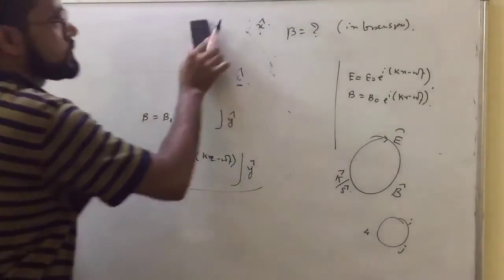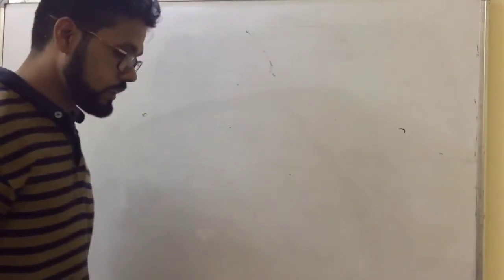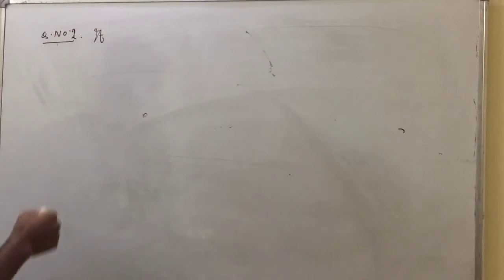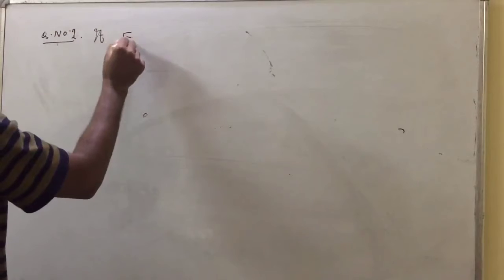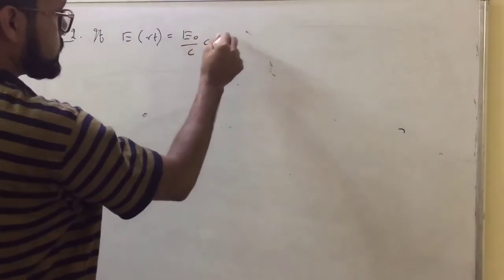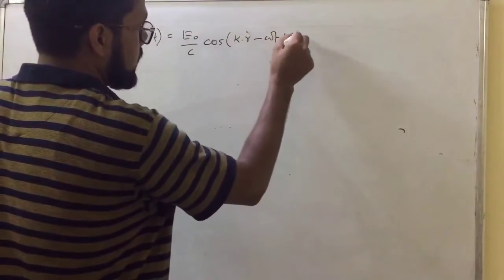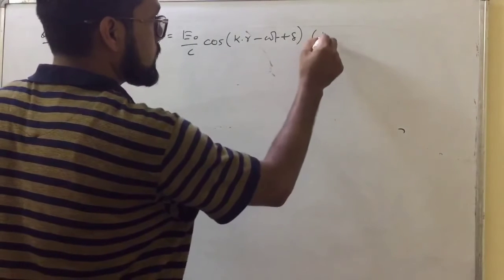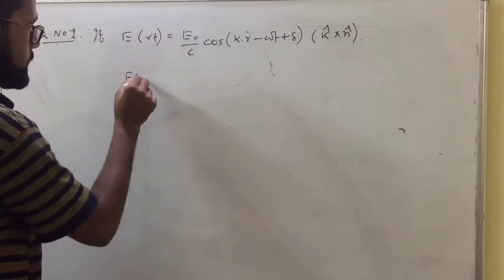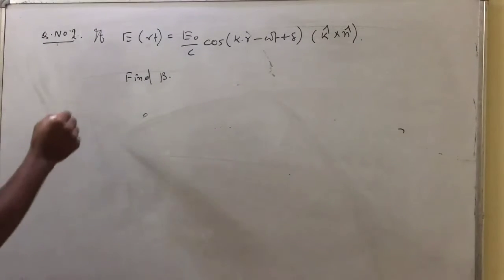Another solution, suppose. I strongly suggest you read the Griffiths book. Another question, question number 2: suppose the electric field E(r,t) is equal to E naught by c cos(k dot r minus omega t plus delta), where delta is a phase shift, don't worry, with the polarization direction n cap. Find B vector. This question comes in the NET exam, so it is very easy.